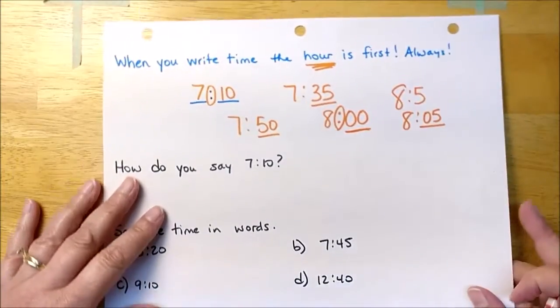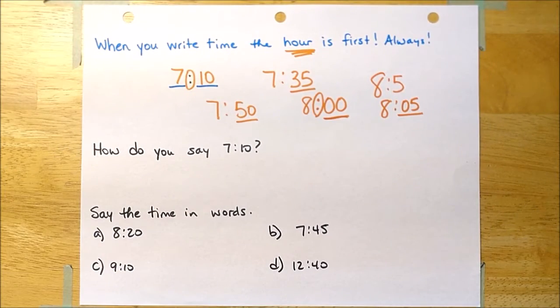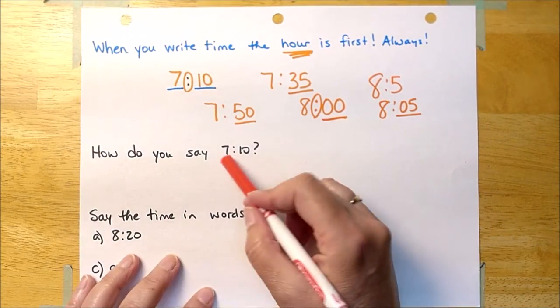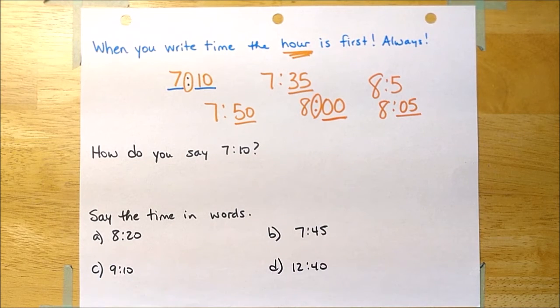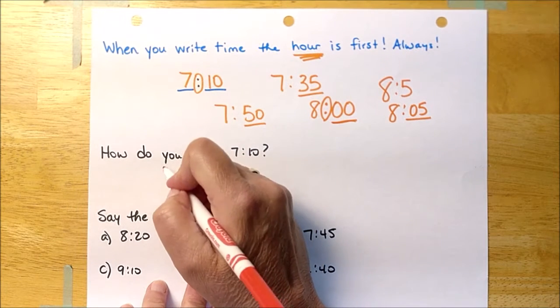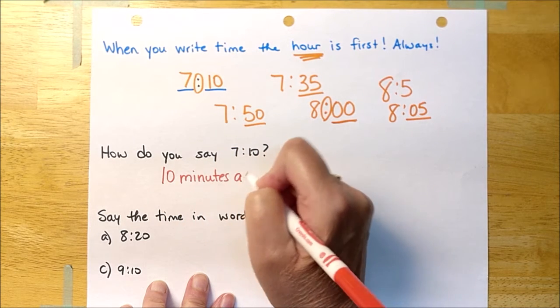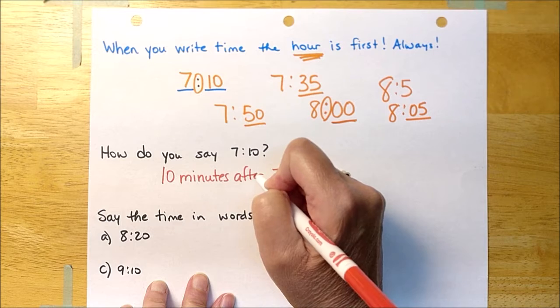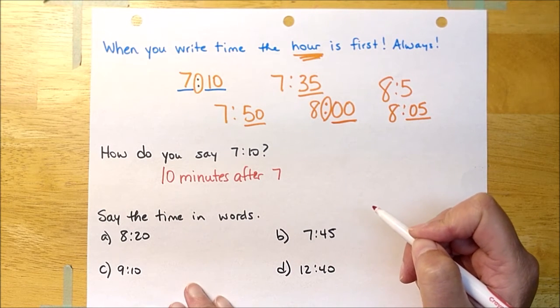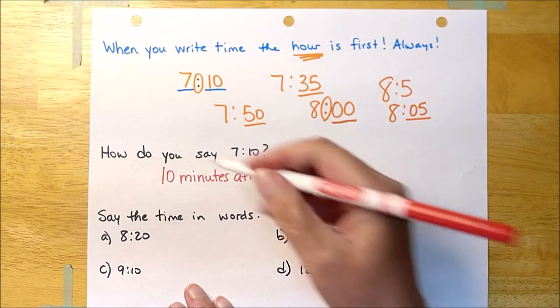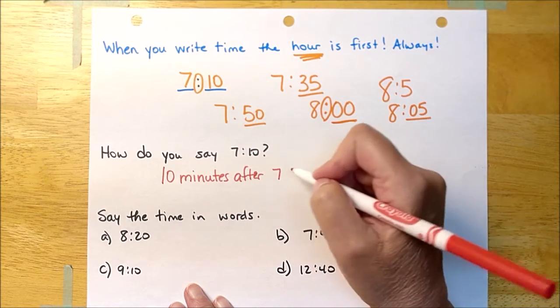Awesome. Okay, now we're back to the sheet here. So this would be your time. How would you say that time? You don't say 7:10. I know a lot of people do, but that is not the correct way to tell time. What you do say is it is 10 minutes after 7, which is a short form. Mathematicians have said that's okay. It's a short form for writing 10 minutes past or after 7 o'clock.